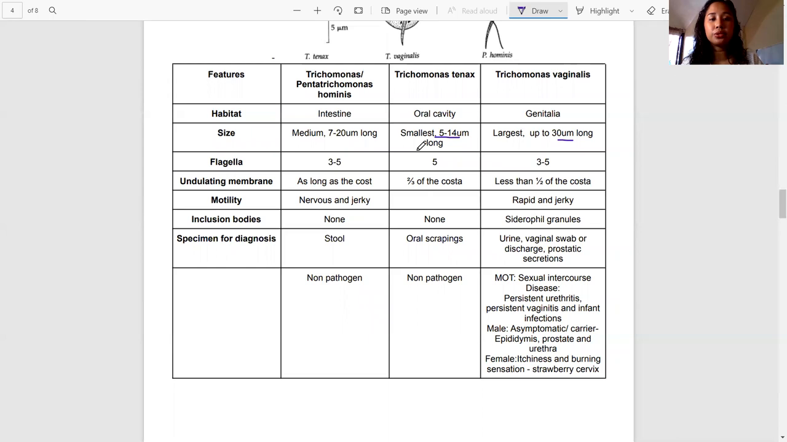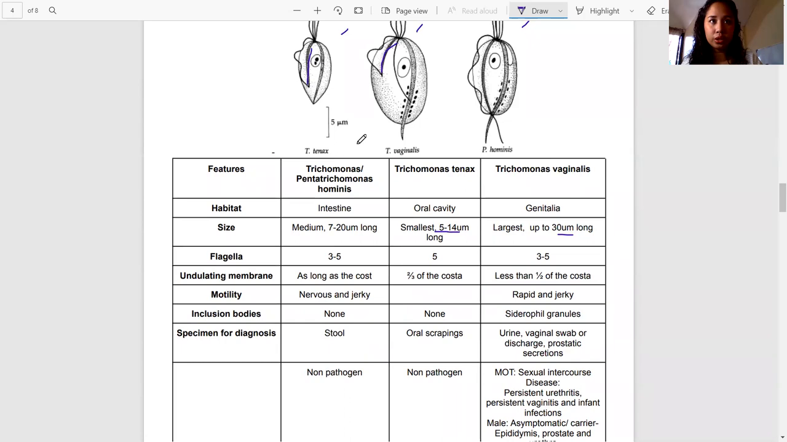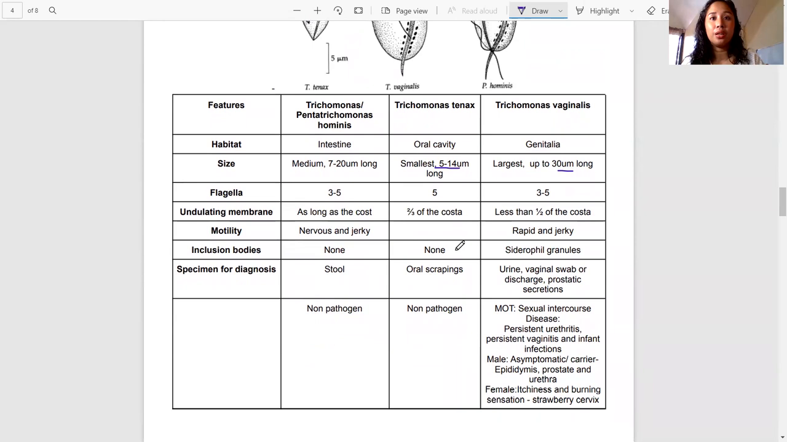Undulating membrane is as long as the costa of the Pentatrichomonas hominis, or it spans the whole body. Two-thirds of the costa ang tenax and one-half or less ang vaginalis. So, maliit yung undulating membrane niya. So, rapid and jerky daw. Magalaw itong mga hominis and vaginalis. Tenax, pakicheck nga kung may motility ang tenax.